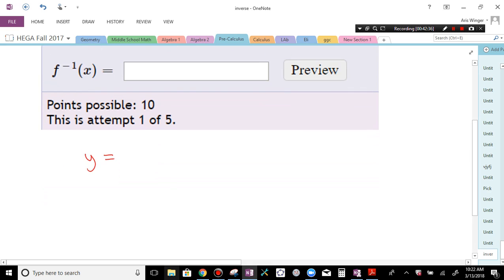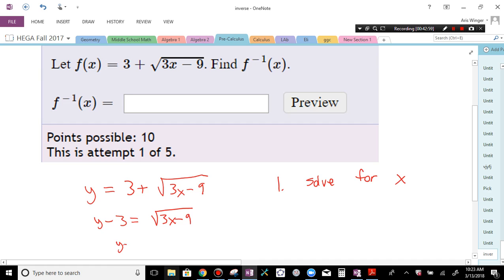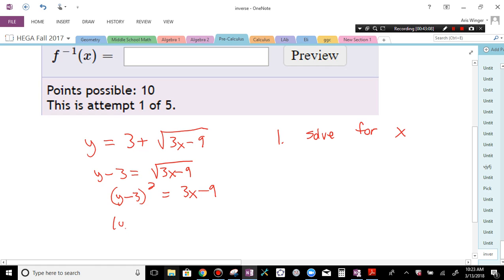Y equals three plus the square root of 3 minus x. Beat me to the answer. Solve, number one, solve for x. Y minus 3 equals the square root of 3x minus 9. Square both sides. Y minus 3 squared equals 3x minus 9. Add 9 to both sides. Y minus 3 squared plus 9 equals 3x. X equals y minus 3 squared plus 9 over 3.